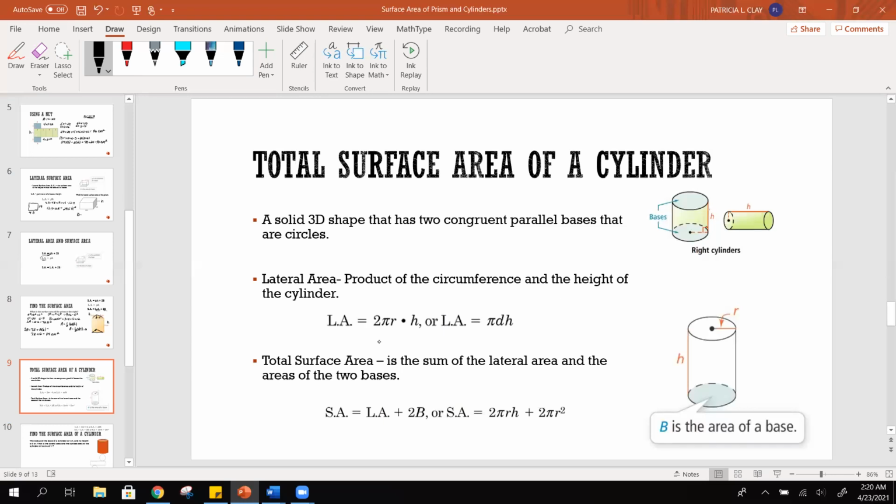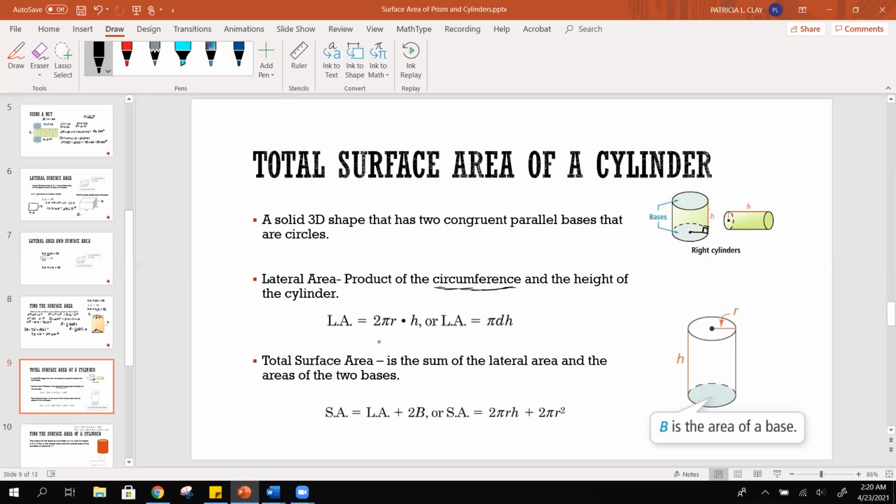Notice we have a right angle right here in our little drawing. Okay? So let's look at our formula. We already established that there's a relationship between lateral area and surface area. Lateral area is the product of the circumference. Remember previously we said the perimeter, but what is the perimeter of a circle? The circumference. So the product of the circumference and the height of a cylinder.